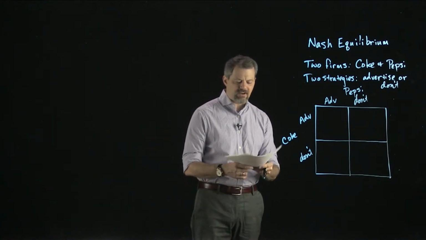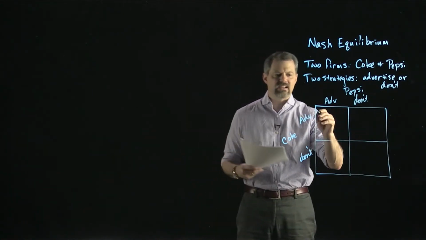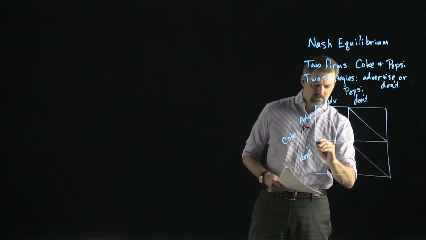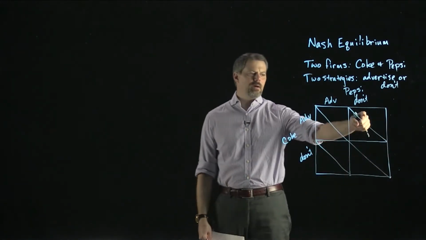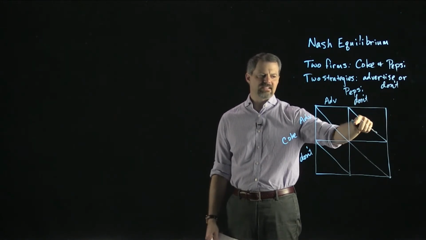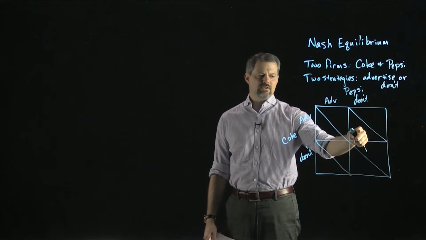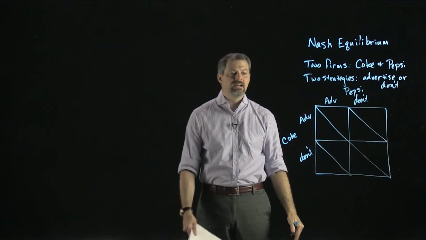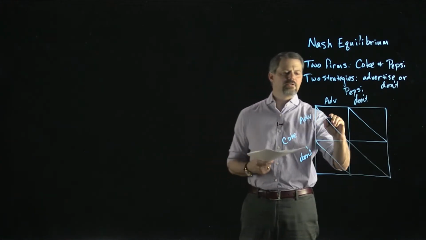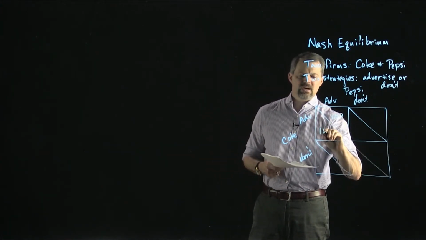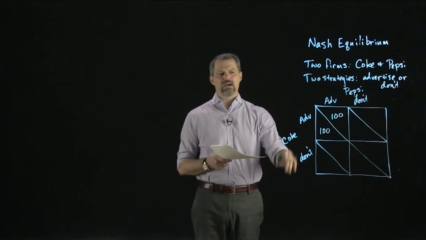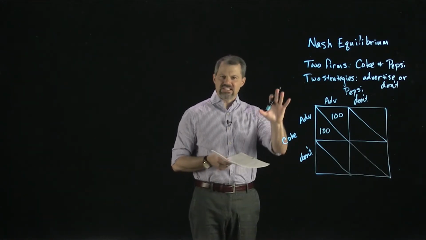Now we're going to divide these boxes, these cells, into two halves, and the top half up here is going to correspond to Pepsi's outcome in that cell, and the bottom half is going to correspond to Coke's outcome. Let's suppose that if both of them advertise, they earn 100 in profit, and we could make that 100,000, 100 million, it doesn't matter. Let's just leave it as 100.